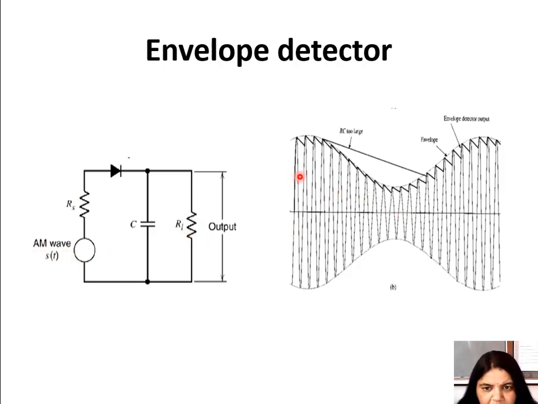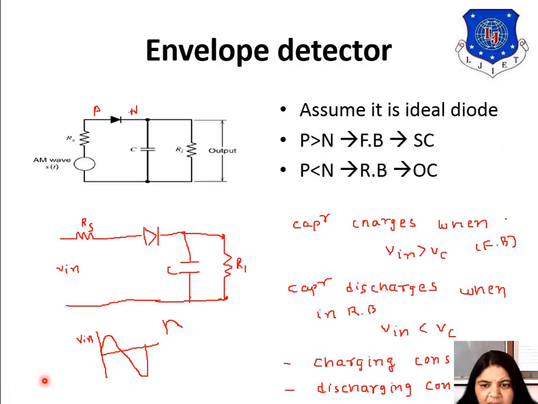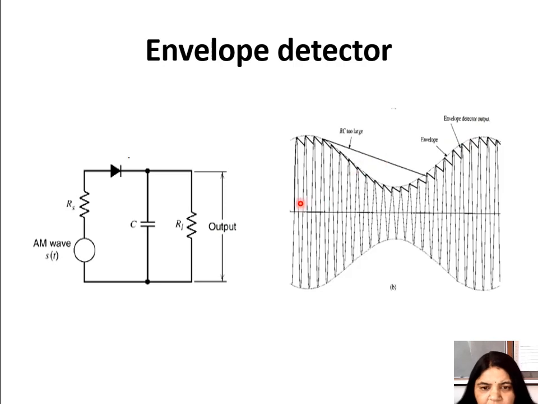So you can see over here, this is the AM wave. Now what we said, that when the Vin is greater than Vc, the Vin value increases, and the capacitor is initially not charged. So when the Vin value is greater than Vc, the capacitor starts charging. Fine. Now what happened?